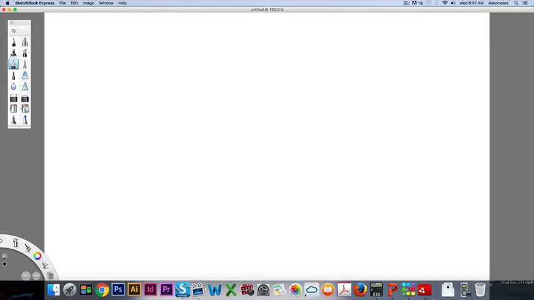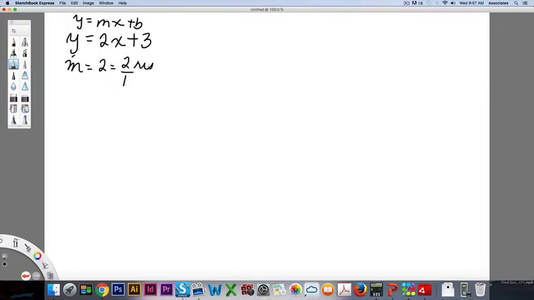The first one is the line y equals 2x plus 3. Well, it's already in slope-intercept form. Remember, y equals mx plus b helps me to graph. So the slope is 2. I always make it into a fraction, so it's 2 over 1. So the rise is 2 and the run is 1. And then the y-intercept is 3.